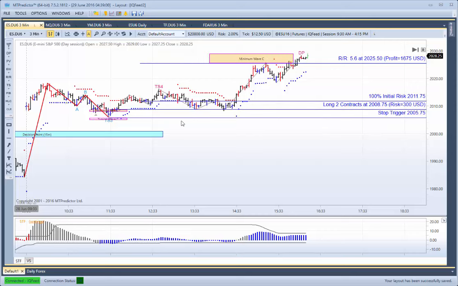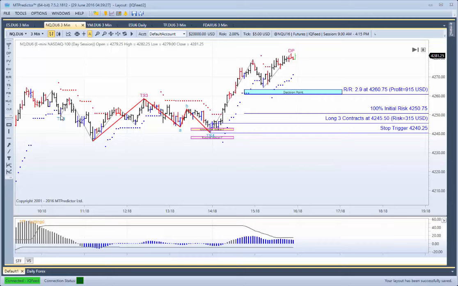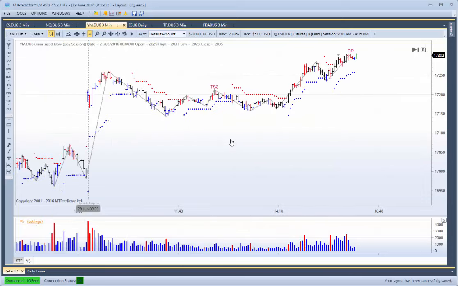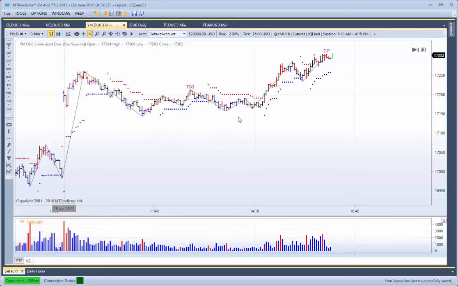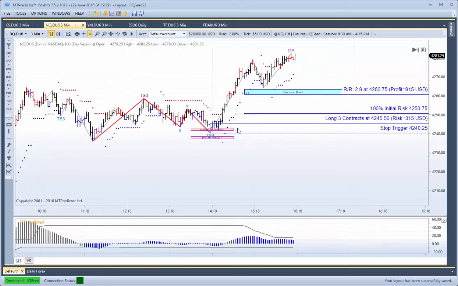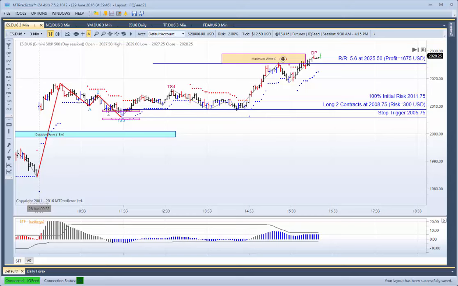The NQ had a good day as well, again looking just on the long side. That would have been a losing trade there to start with. It then had a TS4 buy setup that came into the first target there for plus 2.9R. The YM was very quiet with no buy setups at all. So the main action was on the NQ, which had a nice setup there, and the ES, in particular that lovely trade off the very bar of the low of the day, up into the high there for plus 5.6R. So a good day for MTPredictor overall yesterday.